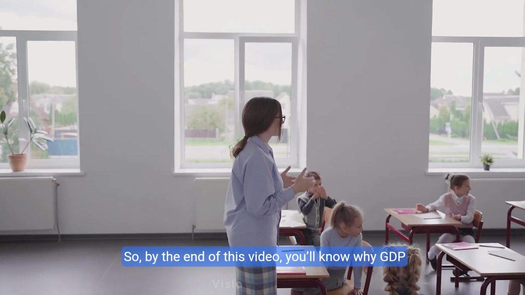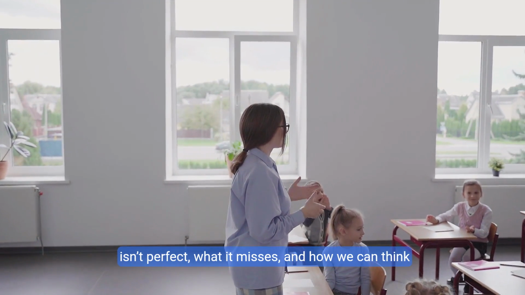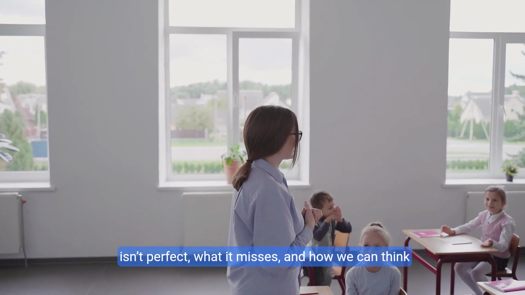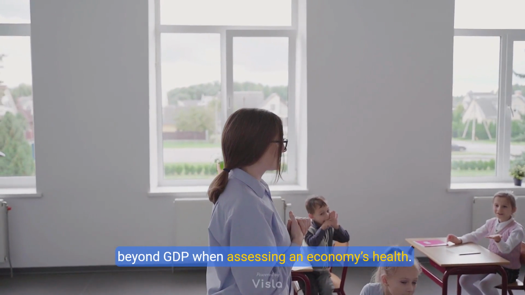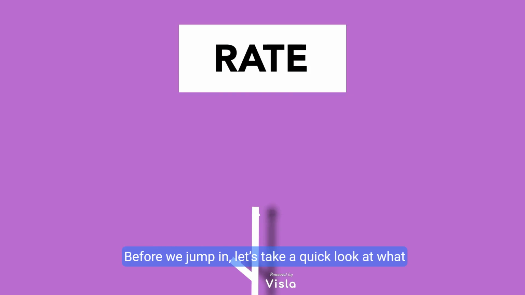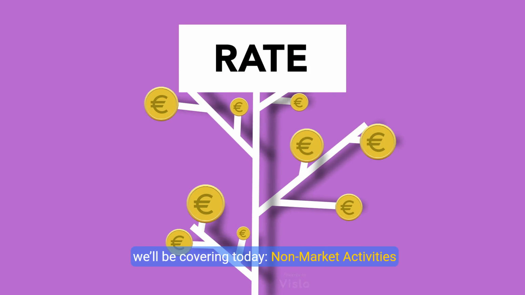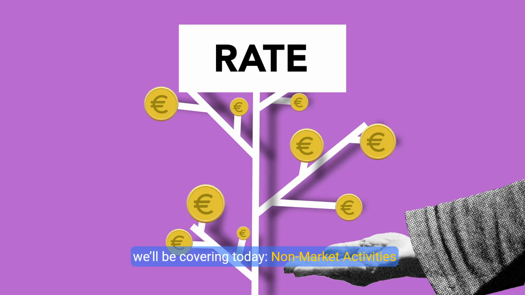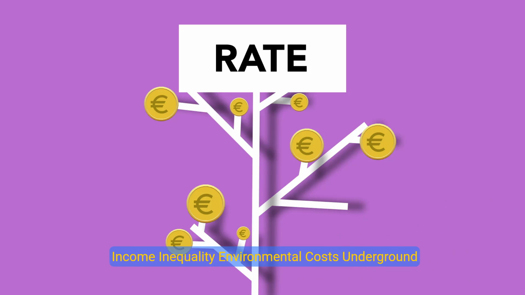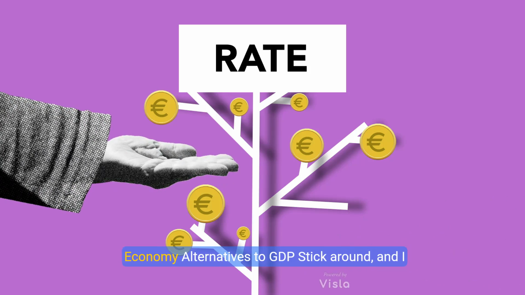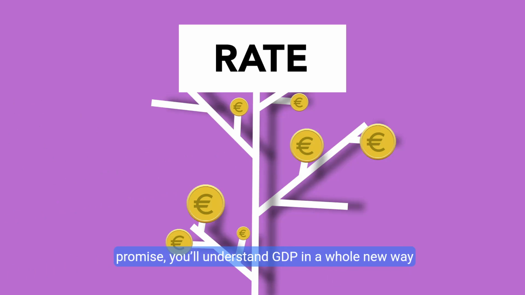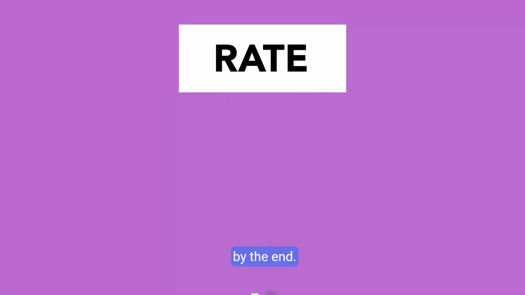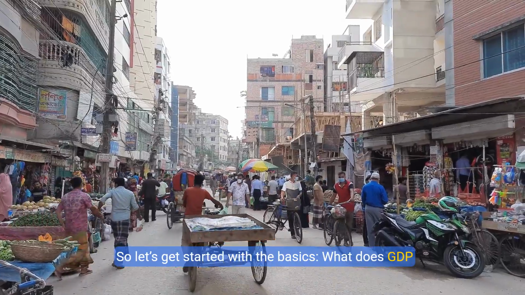So, by the end of this video, you'll know why GDP isn't perfect, what it misses, and how we can think beyond GDP when assessing an economy's health. Before we jump in, let's take a quick look at what we'll be covering today. Non-market activities, income inequality, environmental costs, underground economy, alternatives to GDP. Stick around, and I promise you'll understand GDP in a whole new way by the end. So let's get started with the basics.